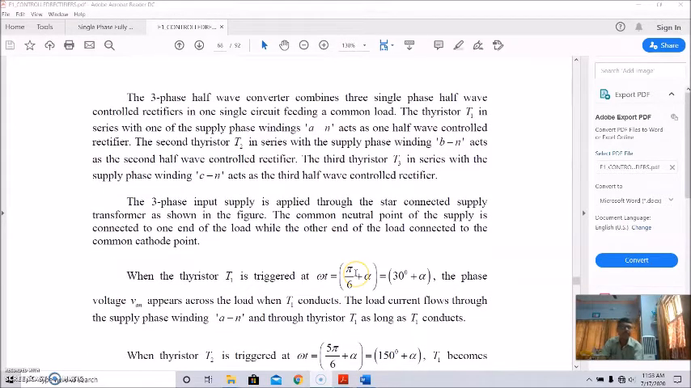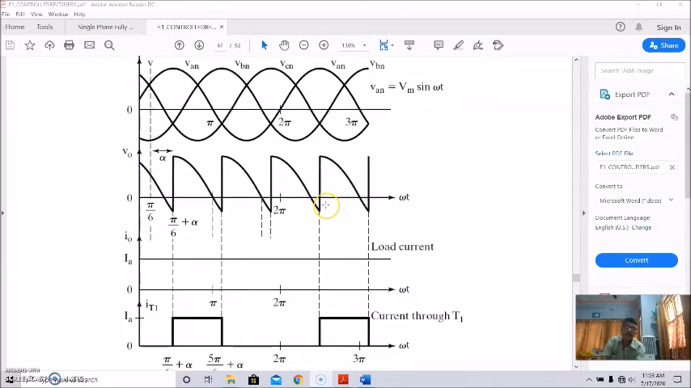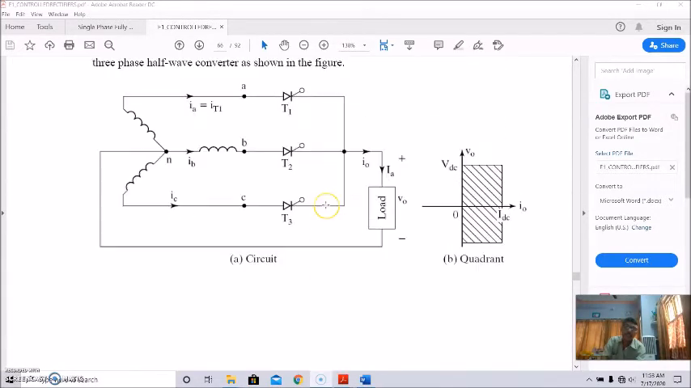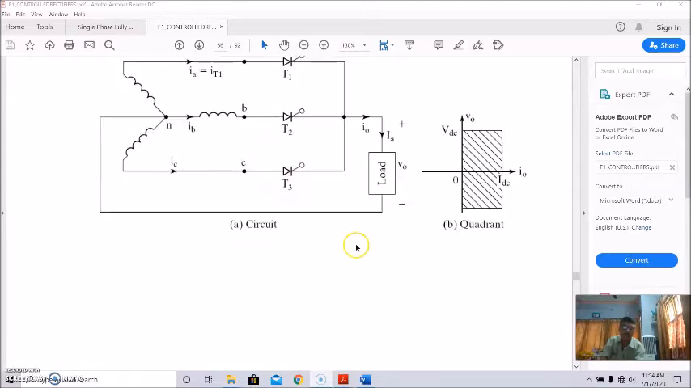The three-phase half-wave converter combines three single-phase half-wave controlled rectifiers in one single circuit feeding a common load, as shown here. So in this diagram, this is the common load. This is fed by phase A through thyristor 1. This is for phase B, thyristor 2, and this is phase C for thyristor 3.